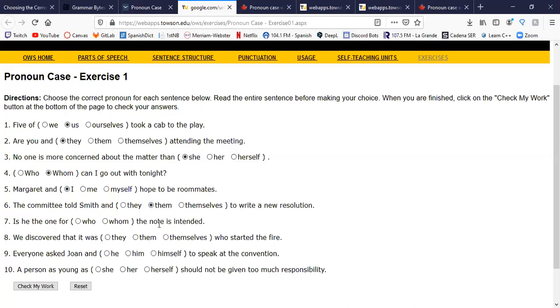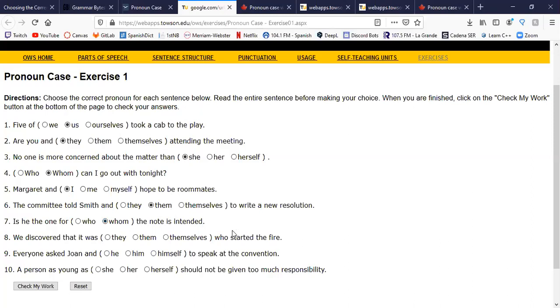Okay, number 7, is he the one for blank the note is intended? And again, that should be a question mark, but it was probably a typo. Okay, so pause the video and think. Okay, so in this case, the answer would be whom. Is he the one for whom the note is intended?